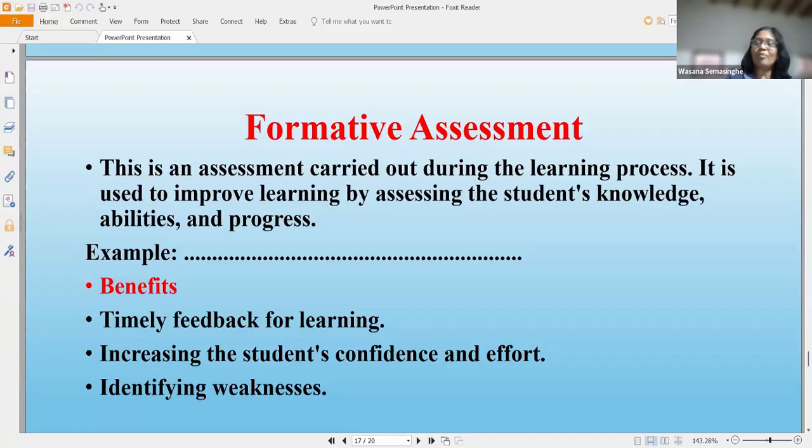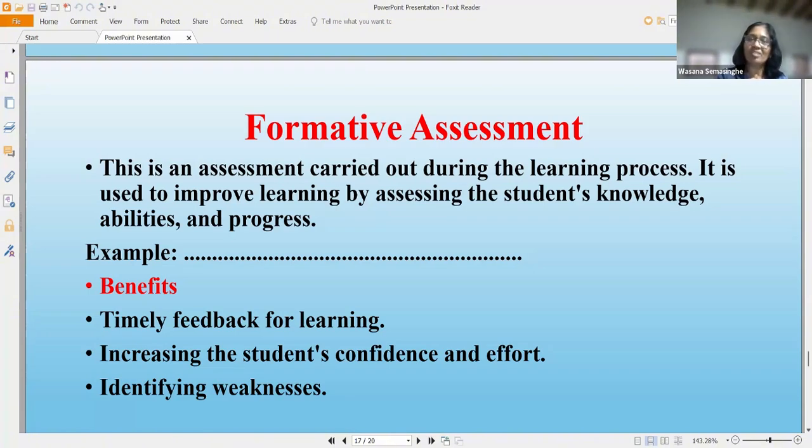It gives timely feedback for learning. It gives immediate feedback, timely feedback. And when we give immediate feedback, that increases students' confidence and effort because they are assessed during the teaching learning process. And they can identify their weaknesses. So when we identify our weaknesses, we will improve. We want to reduce those weaknesses. So formative assessments are very important.